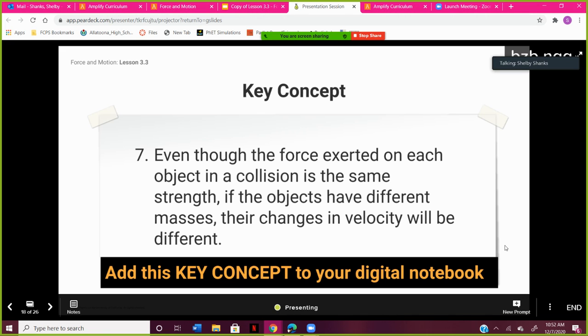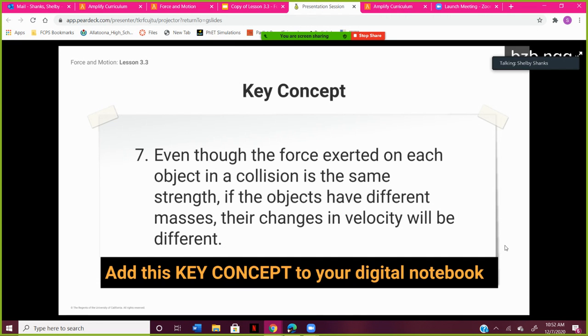All right, take another 30 seconds. Make sure you have this written down in your digital notebook. So even though the force exerted on each object in a collision is the same strength, the objects have different masses, so their changes in velocity will be different.